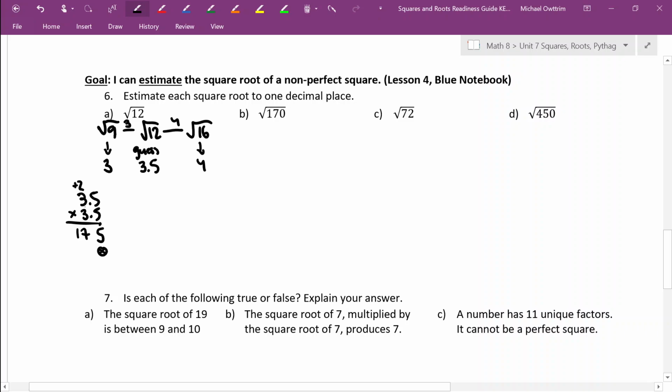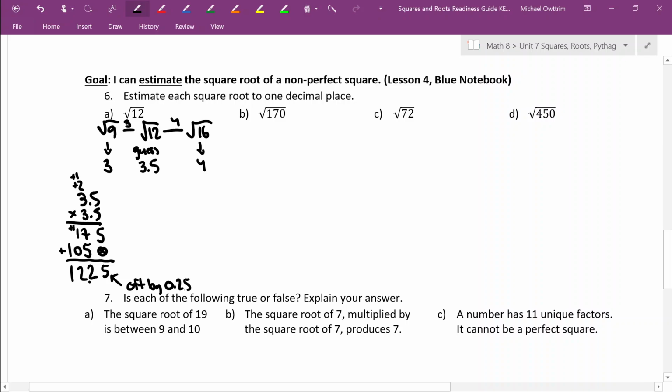Placeholder 0 as I switch places. 3 times 5 is 15. 3 times 3 is 9, plus 1 is 10. Adding those up together, we've got our 5, 2, 2, 1, and 2 digits in decimal places. So this one is only off by 0.25, so that is within 0.5 of 12, so that was a pretty good guess.